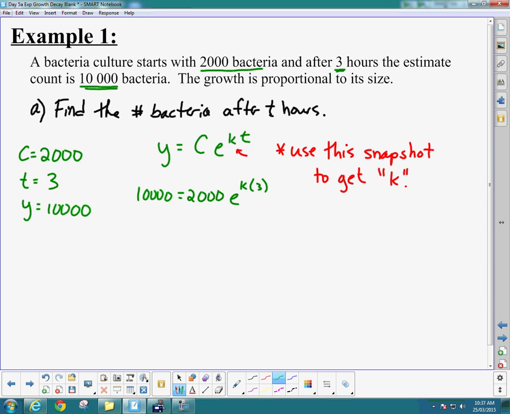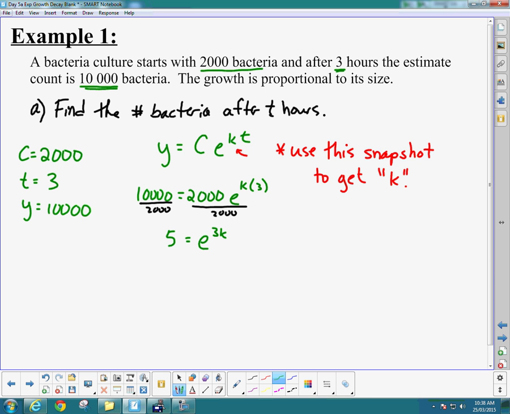Now this is not unusual. We've had questions like this before where we want to get to the k, get to that exponent. First we got to get rid of the 2,000, right? We got to divide both sides by 2,000. So that's going to be 5 equals e^(3k). I'll just write it like that now. And now this becomes just like the other questions we answered last semester. We have to get at that exponent.